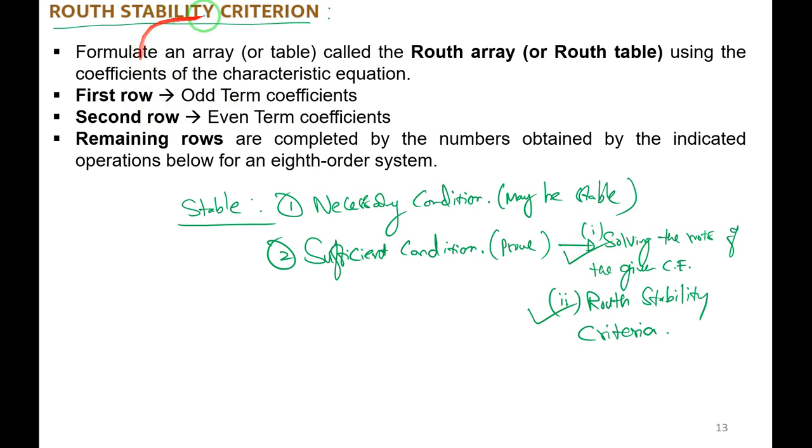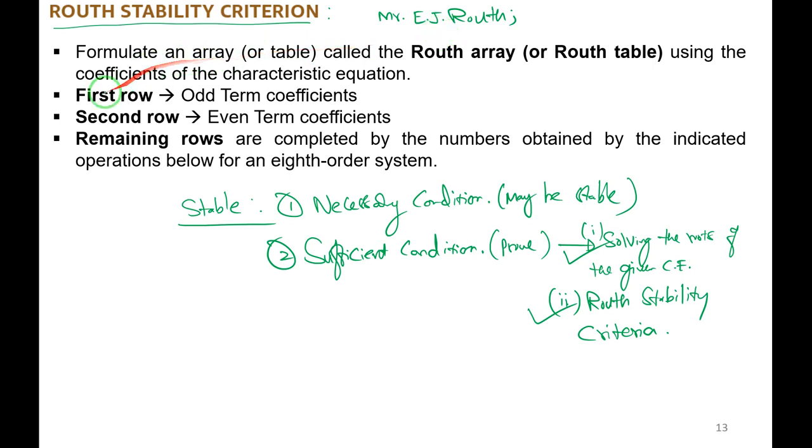Okay, then this was developed by Mr. E.J. Routh. His name is E.J. Routh. So he has developed this algebraic criteria or mathematical technique in order to tell whether the given system is stable, unstable, or marginally stable. He has developed this, right?